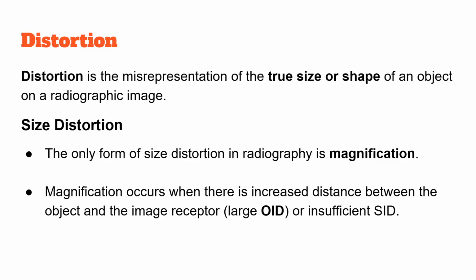We're going to get into distortion. Distortion is the misrepresentation of the true size or shape of an object on a radiographic image. Size distortion, the only form of size distortion that exists in radiography, is magnification. Magnification occurs when there's an increased distance between the object and image receptors, so you have a large OID, or it can also occur when you have an insufficient SID.